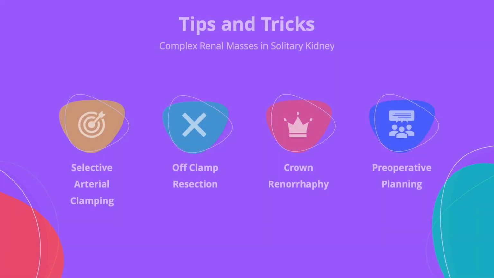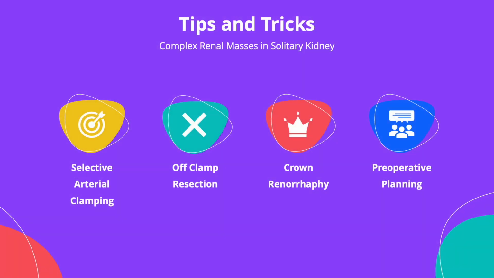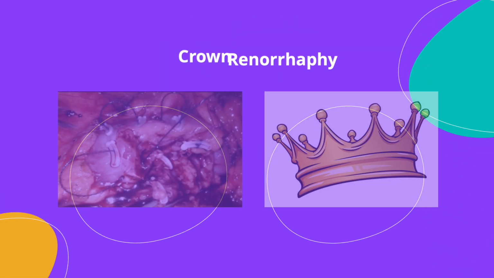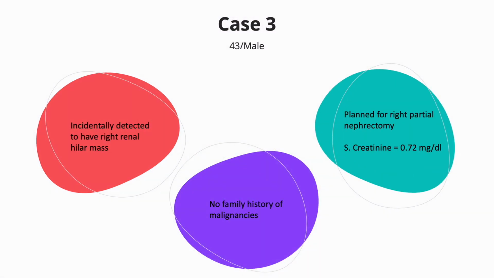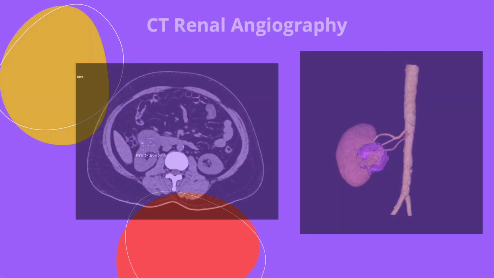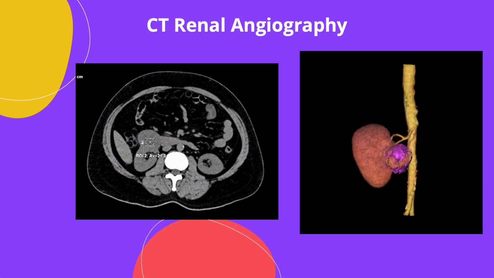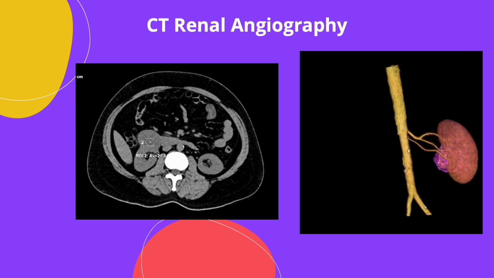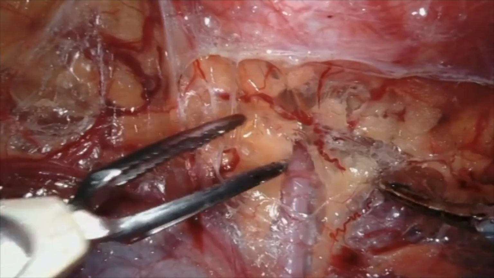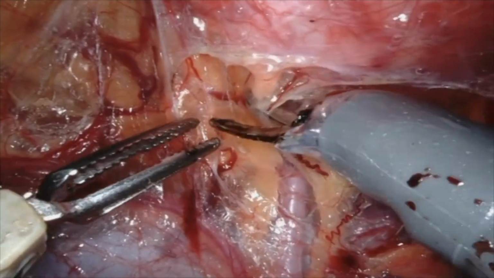Hilar masses are particularly challenging. The anatomy-based crown technique protects the large hilar vessels and minimizes the tension of suturing the defect. We describe the case of a 43-year-old gentleman incidentally detected to have a right hilar renal mass. We noted dual renal arteries and triple renal veins and a 4 cm enhancing hilar mass abutting the duodenum on CT angiography. After cauterization, the renal hilum was dissected.